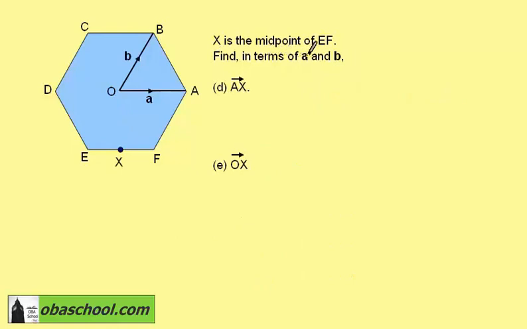We're now told that X is the midpoint of EF. We can see it on the diagram here. To go from A to X, we could go from A to F, and then we could go from F to X. This is the same as going from A to F, and then halfway from F to E. Halfway, since X is the midpoint of EF.